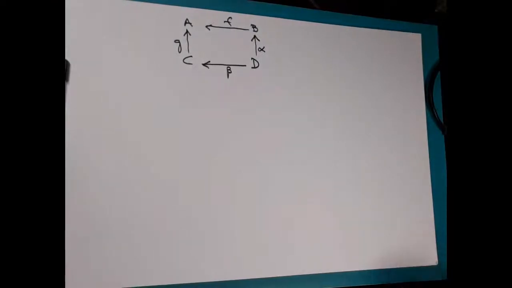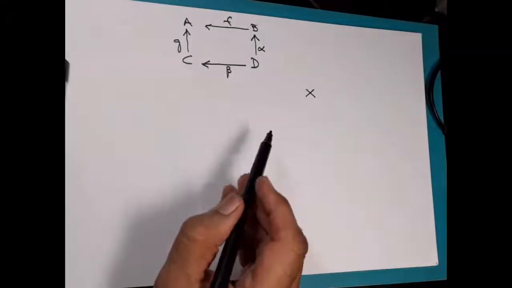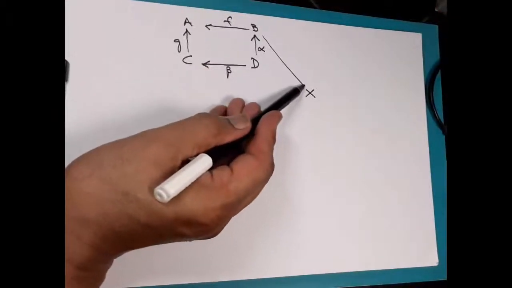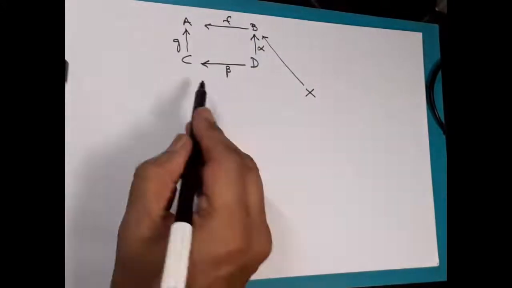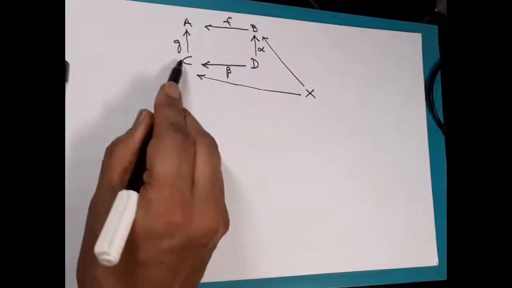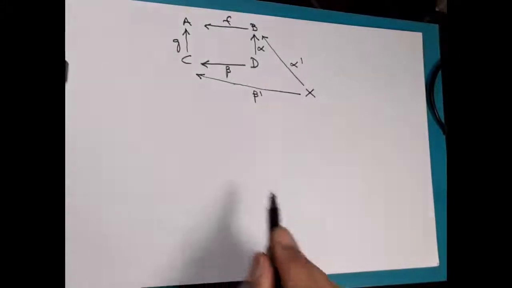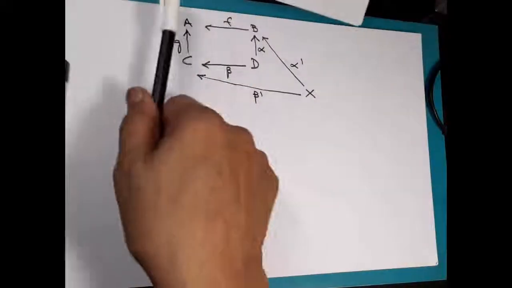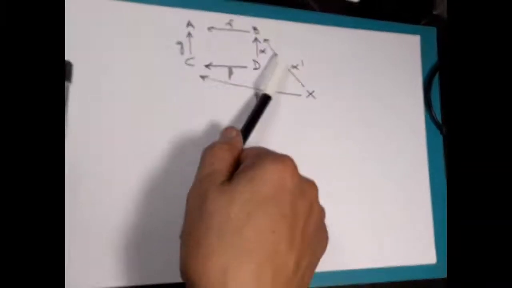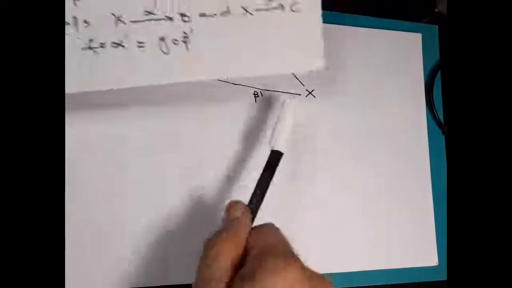So what we are saying now is that if there is an object X and arrows from X to B and X to C. Let's call these arrows alpha dash and beta dash, such that F composed with alpha dash is equal to G composed with beta dash. We have already written that.